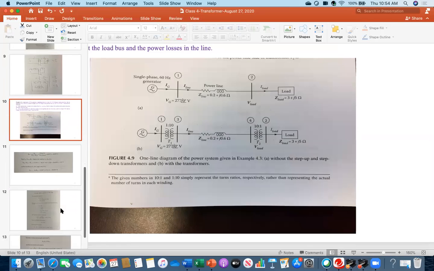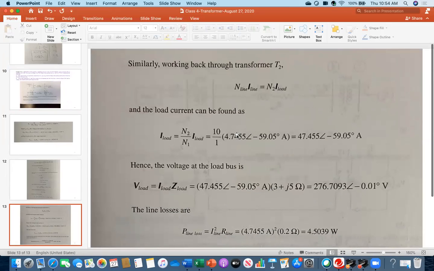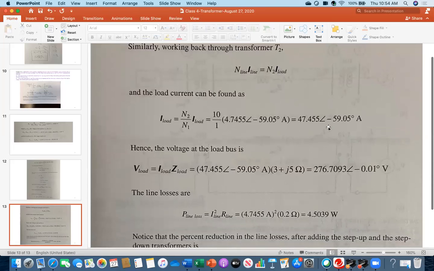Again, transfer with the help of the turn ratio and get the I load. So see the other portion. Look at this one. What is I load? N2 over N1 times I load. With the help of the turn ratio, finally I got this number. Now I am able to calculate the voltage at the load bus, which is I load multiplied by the G load. Finally, I got this number.